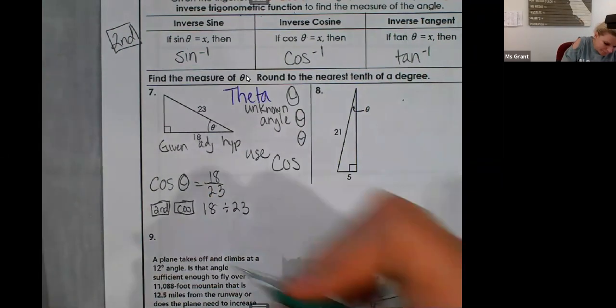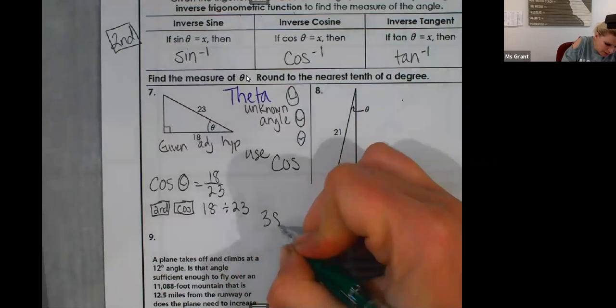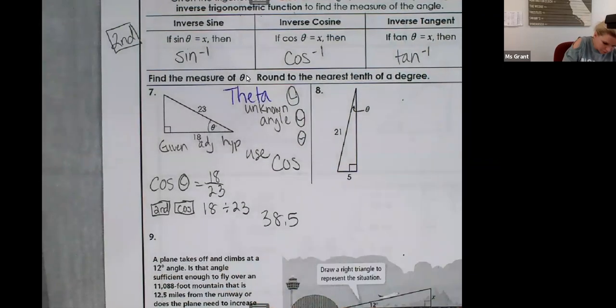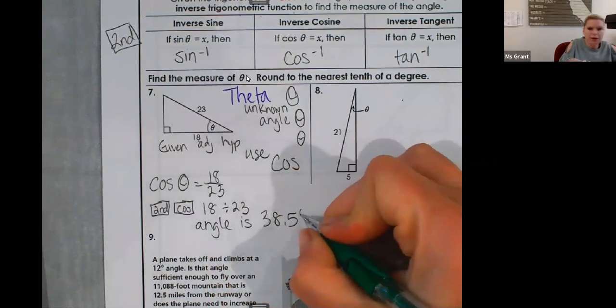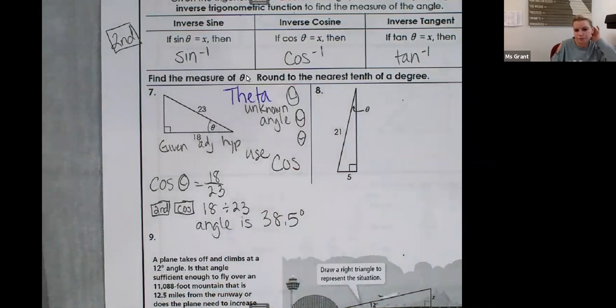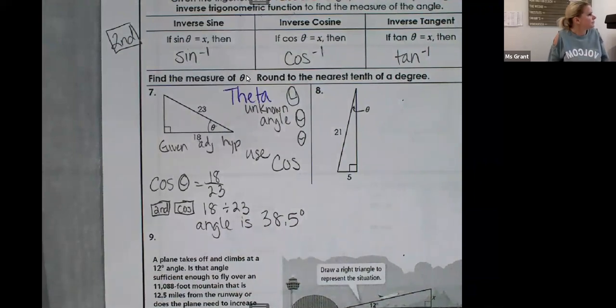Did you get 38.5? So you have to practice with your calculator. Maybe you have to put 18 divided by 23 first. Maybe you can go in the exact order I just showed. Every calculator is different.